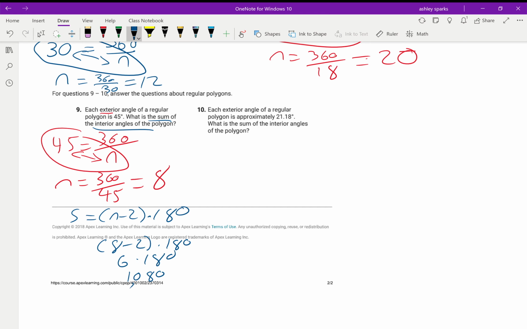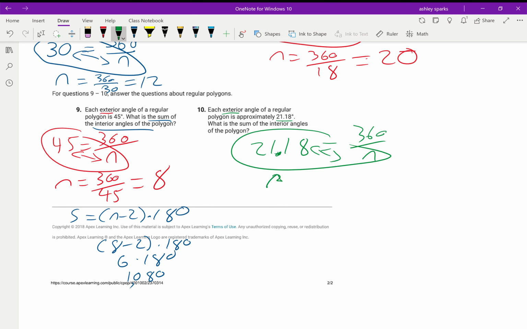It looks like this is a very similar setup here, so all of our work is the same. It's just multiple parts. The first thing is we're given the exterior angle, 21.18, equal to 360 over n. Well, let's do a switcheroo here. n will equal 360 divided by 21.18. You're going to have to round to your nearest number here, is what I'd recommend. It's going to make your life a lot easier.